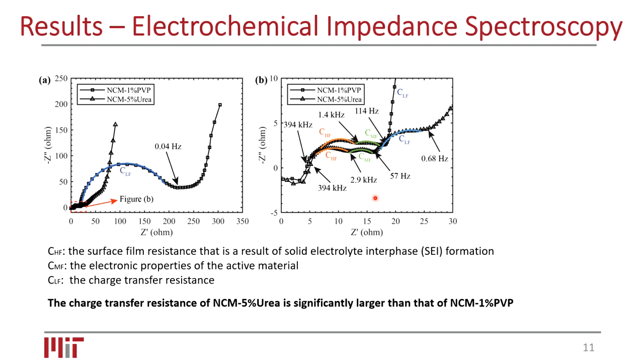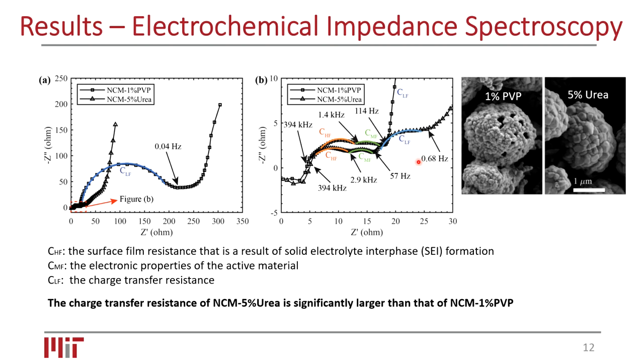However, for the charge transfer resistance, we can notice a dramatic difference between these two samples. The one with PVP addition has a significantly lower resistance than the one with urea addition. And we believe this is the main reason why the one with the PVP has a better electrochemical performance. And we want to relate this electrochemical performance with the morphology of the particle.